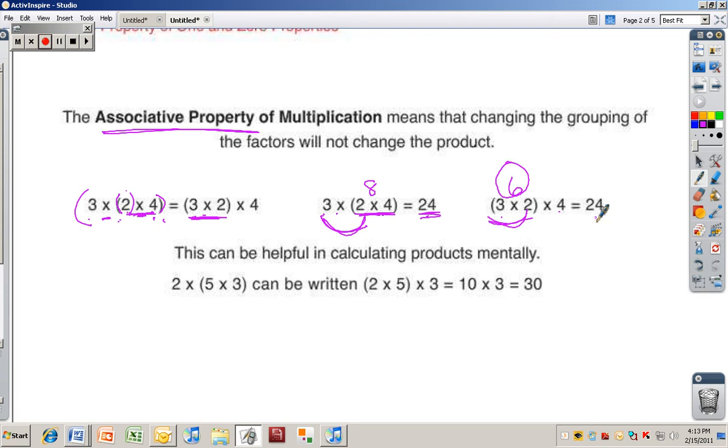All right, at this point in time, I want everybody to write a star right out here after the number 24. Draw a star right there so that we know that you paid attention to the video. It says, this can be helpful in calculating products mentally.